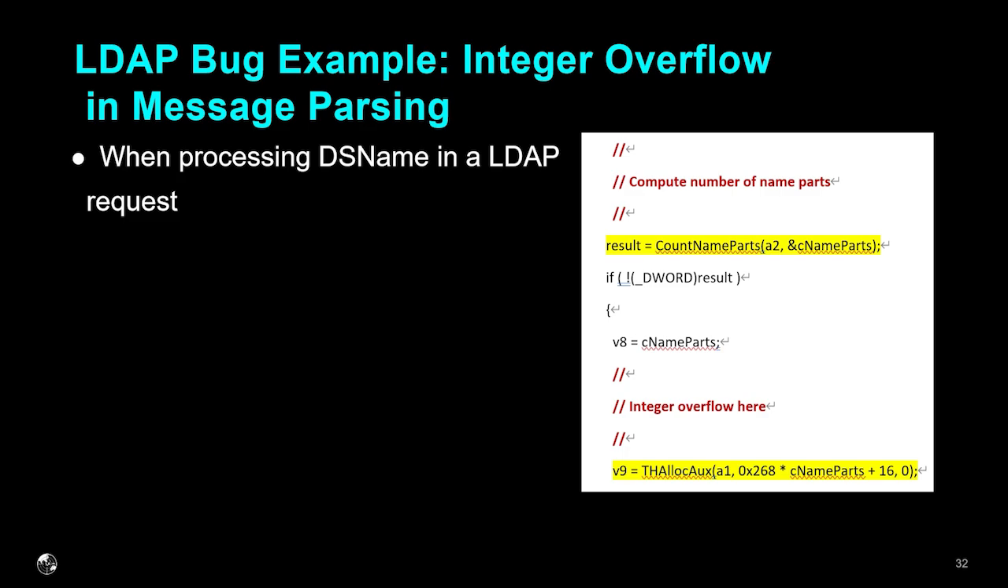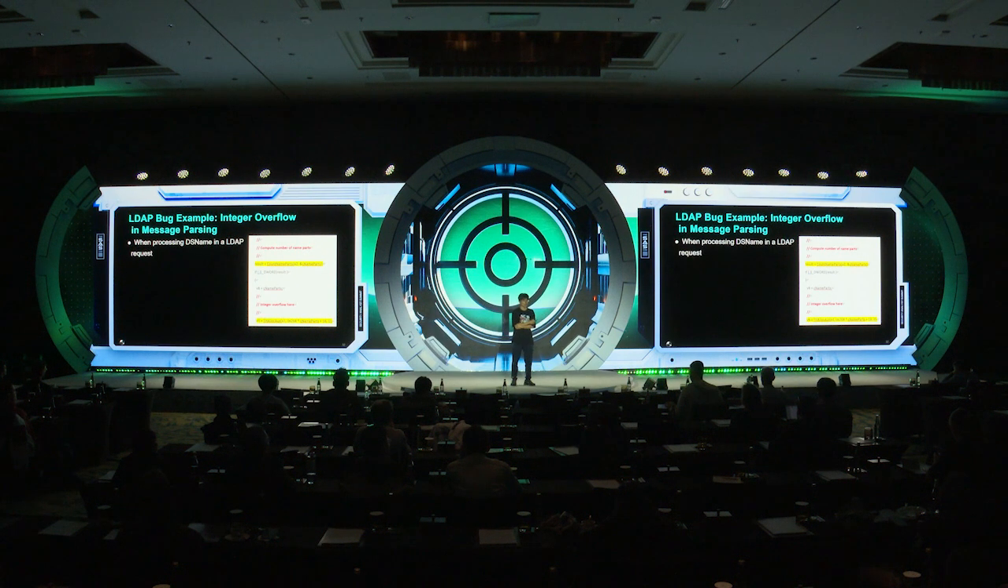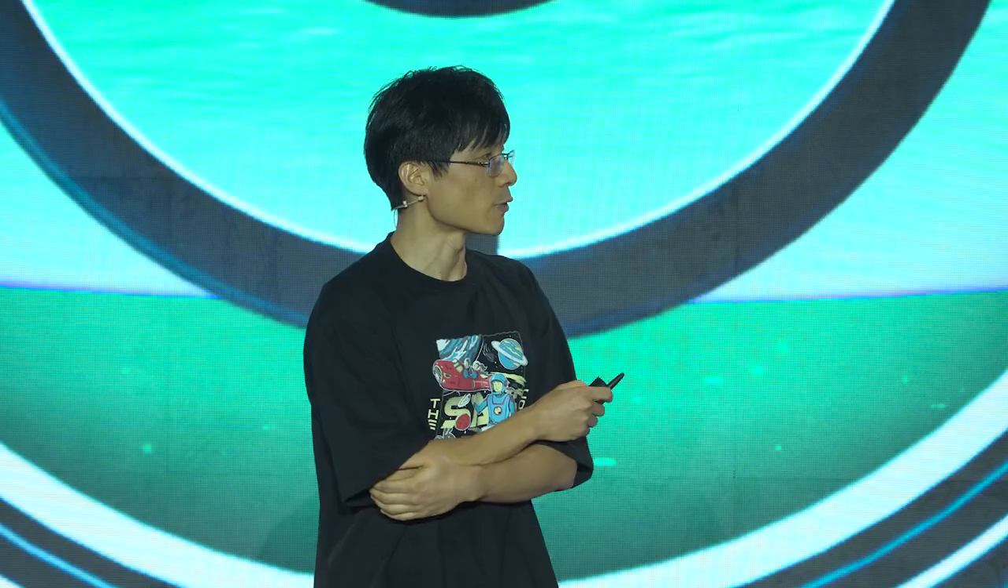This bug is also an integer overflow bug, this time in message parsing, when it tries to parse a distinguished name field in an LDAP request. So integer overflow bugs are also something worth marking when looking for Windows pre-auth RCE bugs.